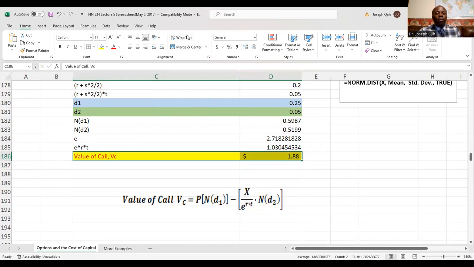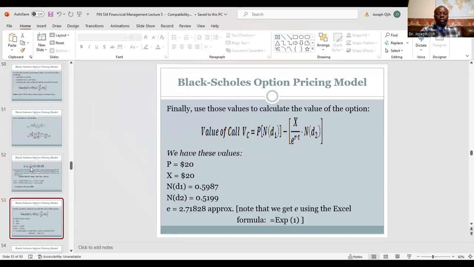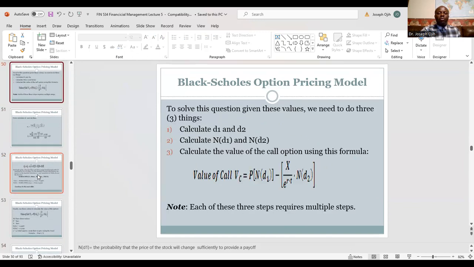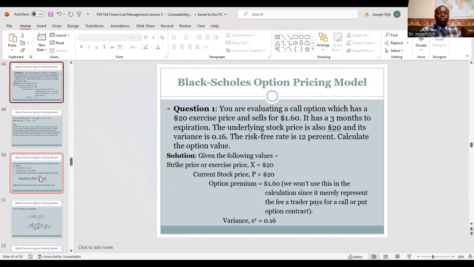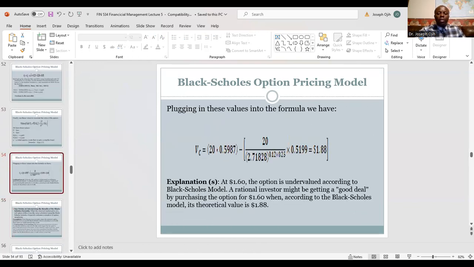Let's go to our PowerPoint to make sure I didn't type the wrong answer there. You can see it right here. So $1.88. Now you can see that in the question, they said that the premium you paid for that option is set at $1.60, which is the option premium. Now, the value of the option is bigger than the option premium.